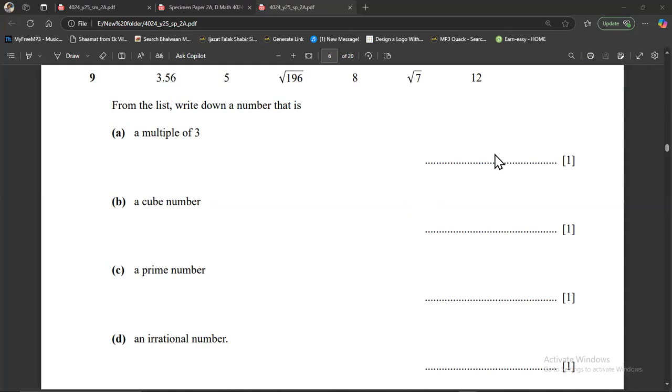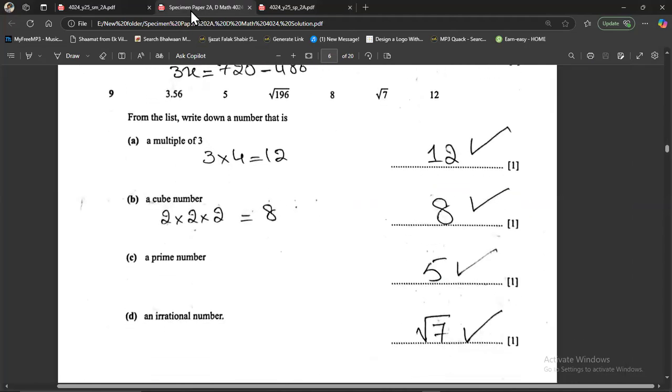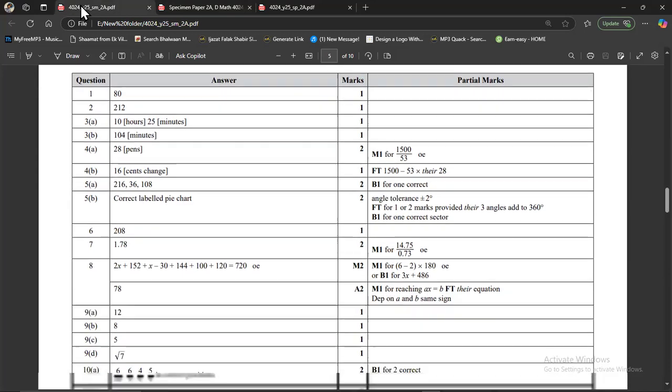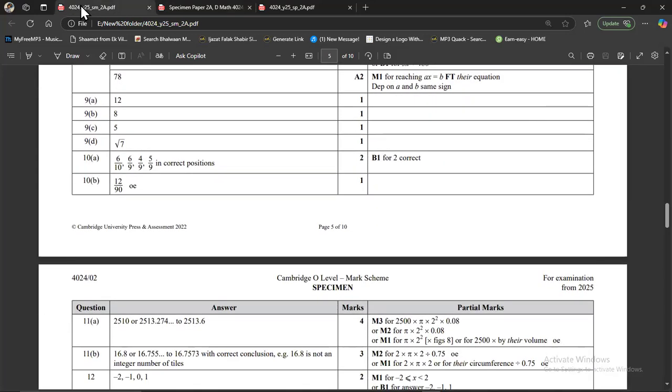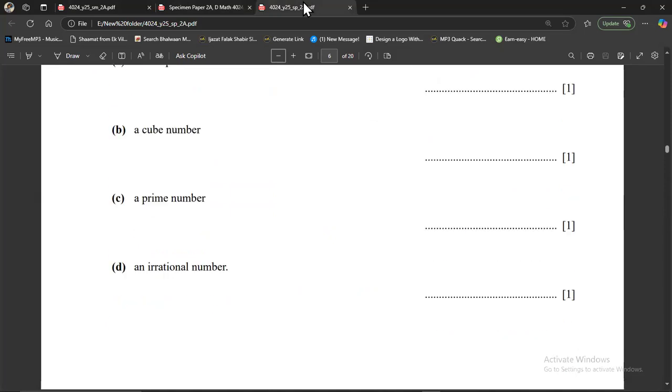Sorry for that. So an irrational number will be a prime number under the square root. So let me show you. I have done this. Okay, so a multiple of 3 is 12 here. A cube number is 8. A prime number is 5. And an irrational number is square root of 7. So this is how this question number 9 is done. So 12, 8, 5, and the square root of 7. I hope you understand. And here we go to the next question.